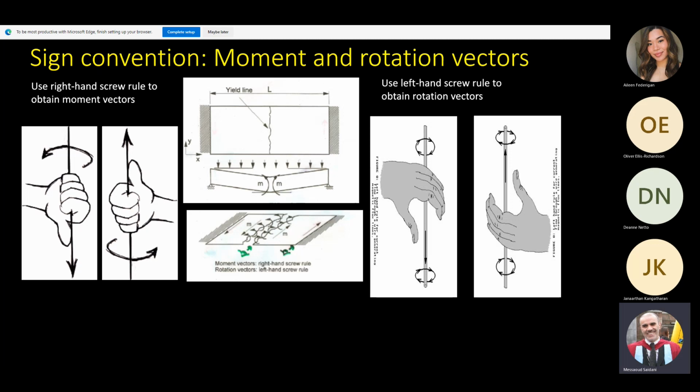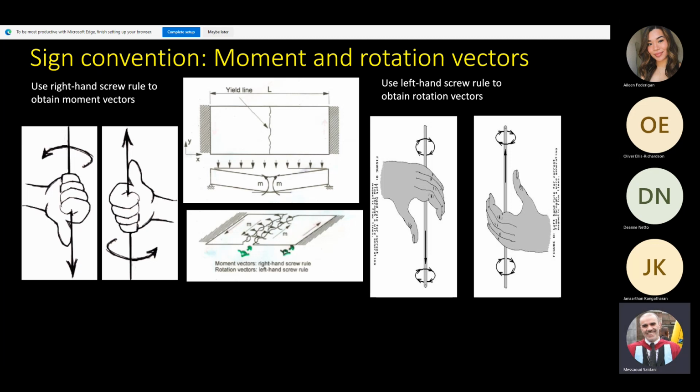So I do anti-clockwise. See that? Anti-clockwise, and the thumb will give me the direction of the rotation vector. Clear? Yeah.